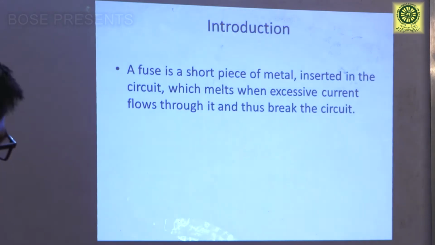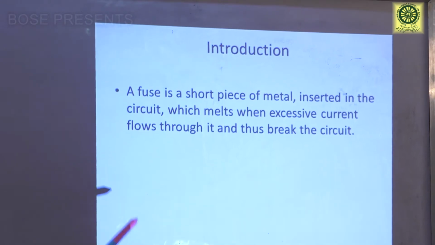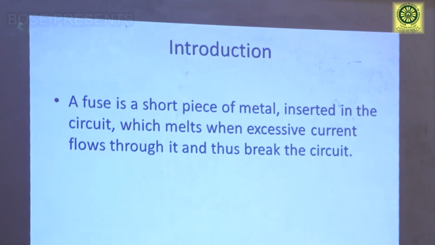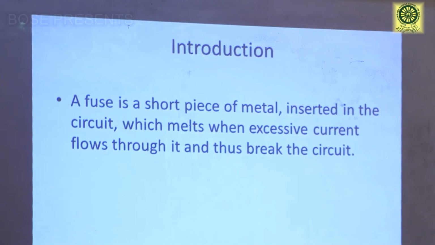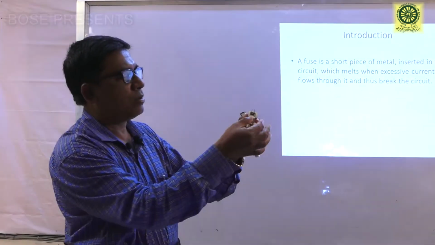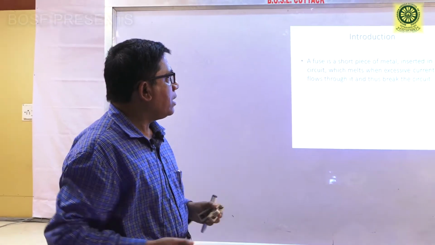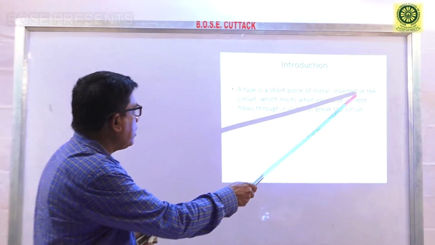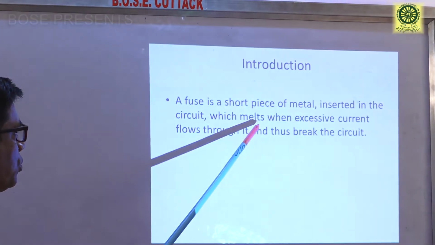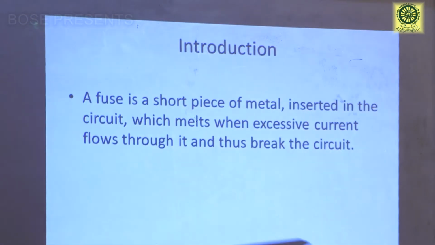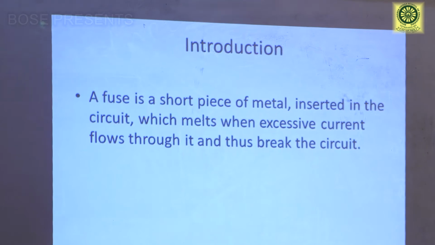Fine. So first I will tell you what is fuse. Now a fuse is a short piece of metal. This is your fuse wire. It is connected in the circuit, which melts when excessive current flows through it and thus breaks the circuit.